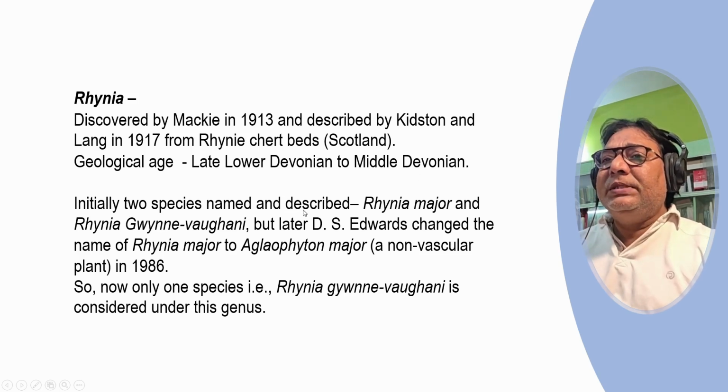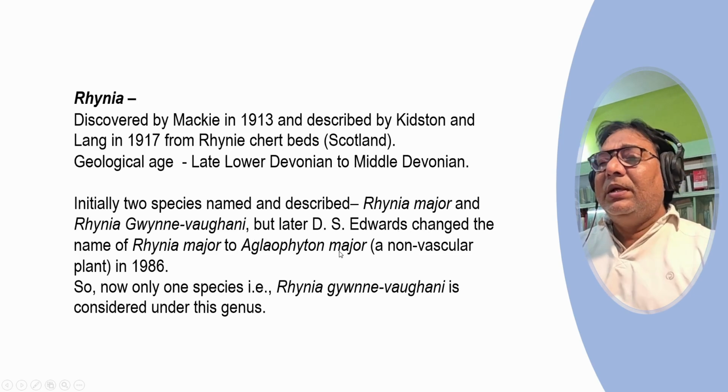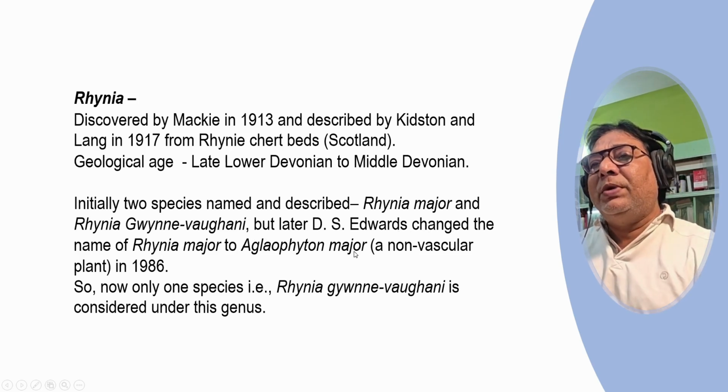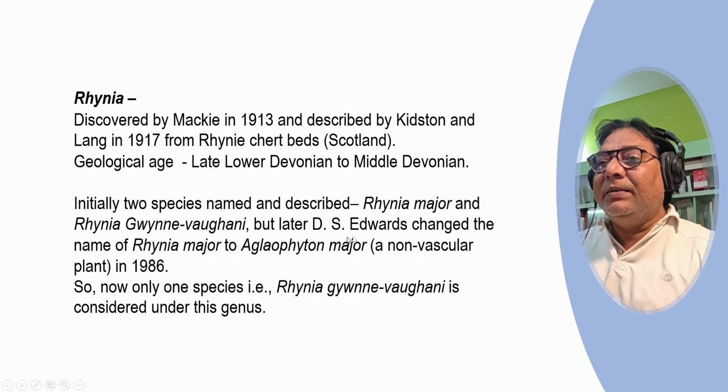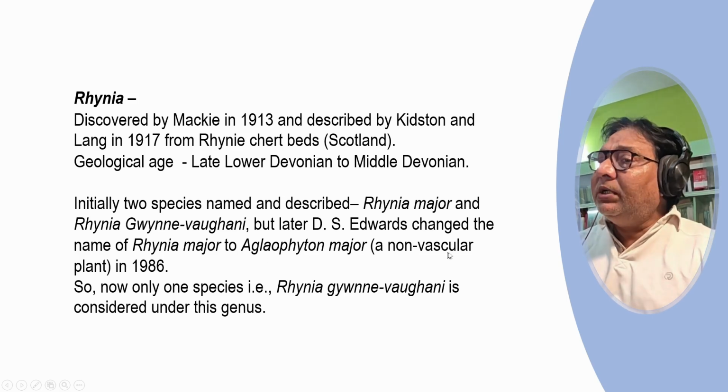Initially, two species were named and described, Rhynia major and Rhynia gwynne-vaughanii, but later D.S. Edwards changed the name Rhynia major to Lepidodendron major. You should remember this. You might be asked this short question: what is the new name of Rhynia major? Lepidodendron major. Who gave this name? D.S. Edwards.